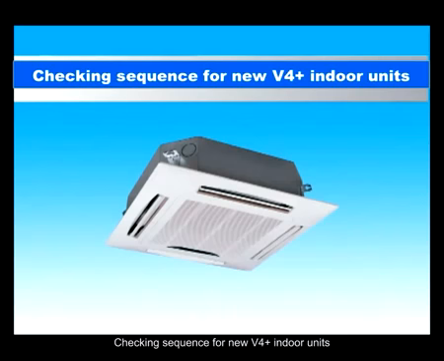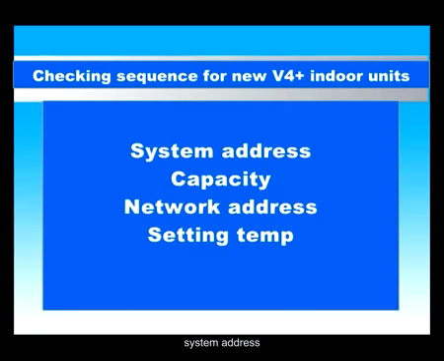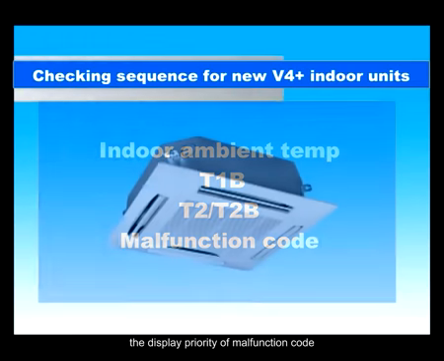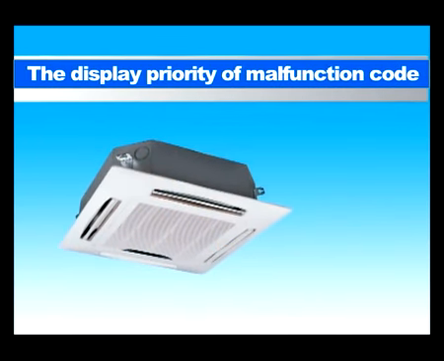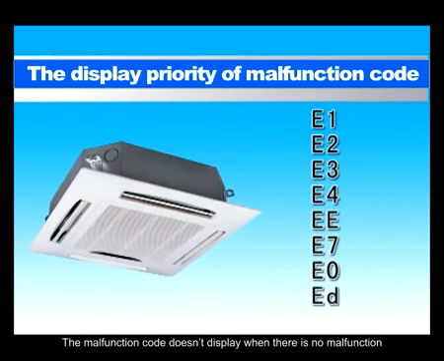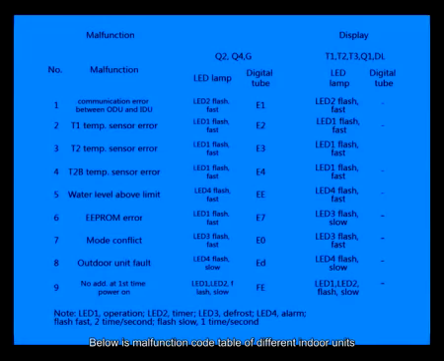Checking sequence for new V4 Plus indoor units. System address, capacity, network address, setting temperature, indoor ambient temperature, T1B-T2/T2B-malfunction code. The display priority of malfunction code: E1, E2, E3, E4, EE, E7, E0, ED. The malfunction code doesn't display when there is no malfunction. Below is malfunction code table of different indoor units.